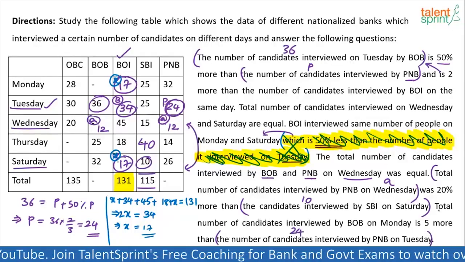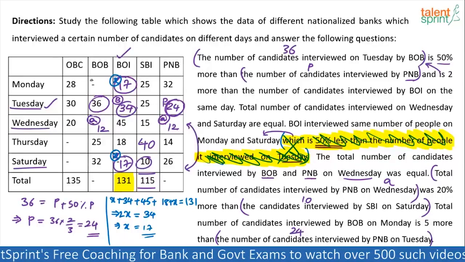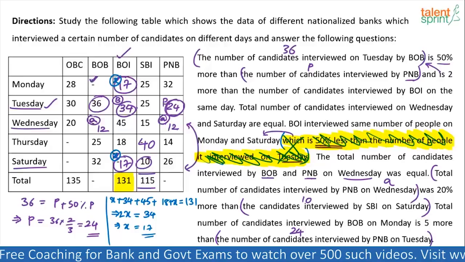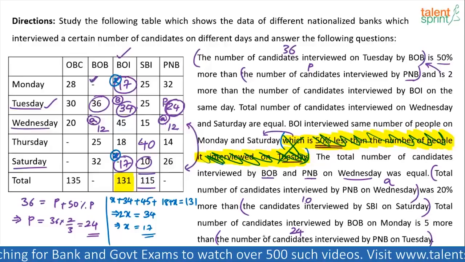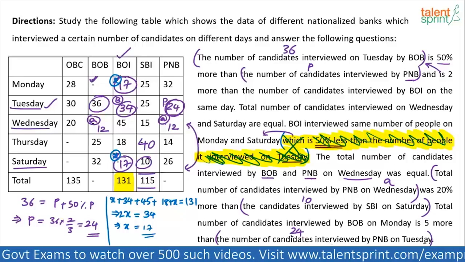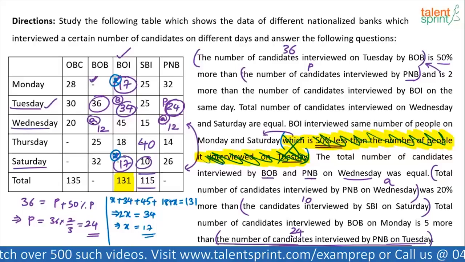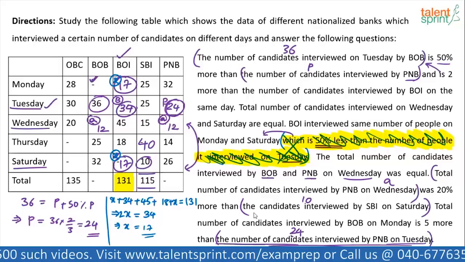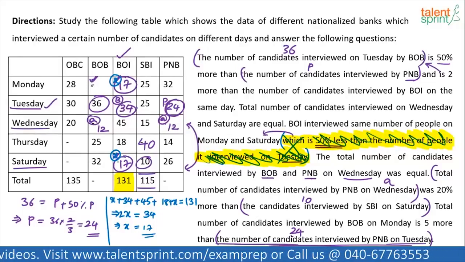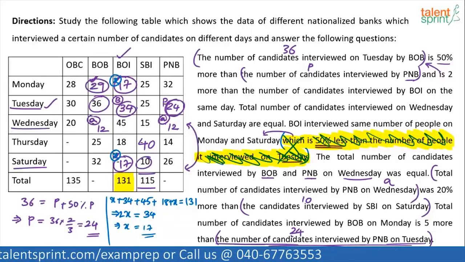Now read the statement again. Total number of candidates interviewed by BOB on Monday is this particular value. So that is 5 more than whatever the data here was, but that numerical value of the data is 24. So BOB on Monday is 5 more than 24. 5 plus 24 is 29. So this is 29. That's it.